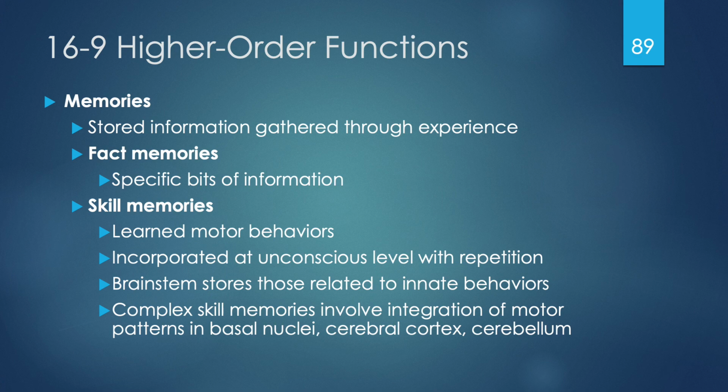So these include things like motor behaviors. How do you pick up a pen and write, for example? How do you use a spoon to bring food to your mouth? Which is apparently very complicated because my toddler seems to have to work at this quite a bit. And these are things that become incorporated at an unconscious level after doing it repeatedly over and over again. So the brainstem is going to store these related to innate behaviors, and these complex skill memories are going to integrate different motor patterns in our basal nuclei, in our cerebral cortex, as well as in our cerebellum.